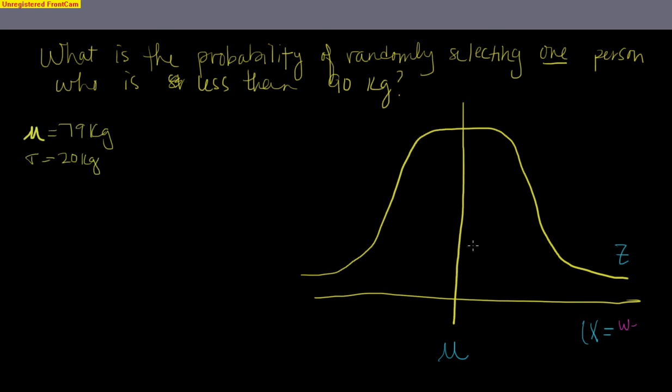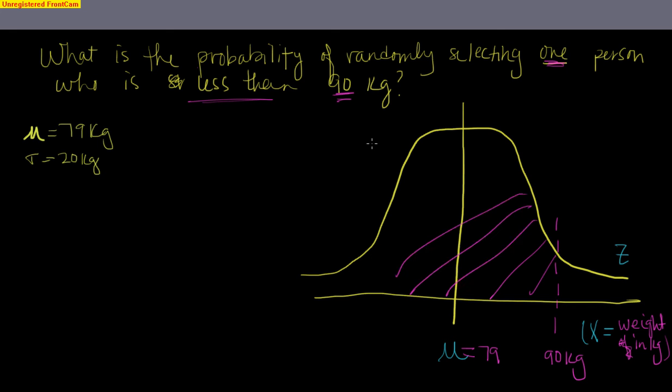X in this case is weights of people, in kilograms. Okay, and these are individual people, this one person. So we're talking about one person. We are told that the mean is 79. We know the standard deviation is 20. So I'm going to plot 90 on my graph. It's probably somewhere about here, 90 kilograms. And I'm asked, what is the probability that someone is less than 90? So we're talking about all this space here, less than.